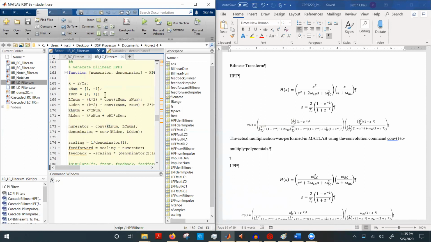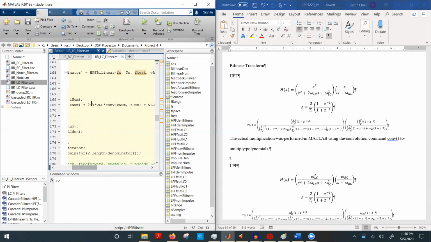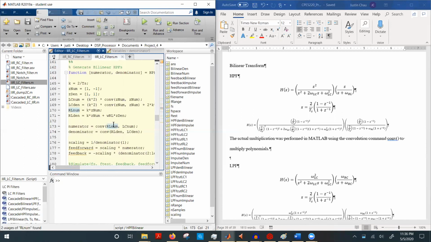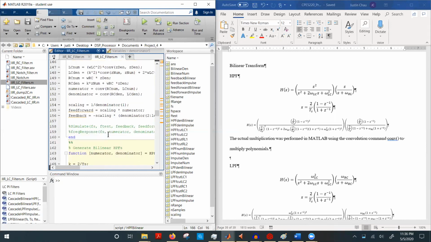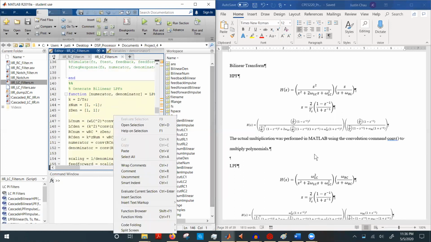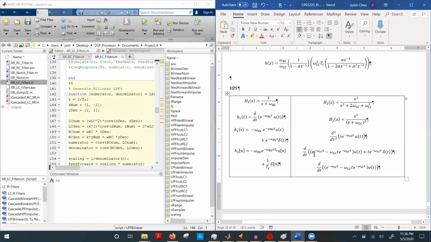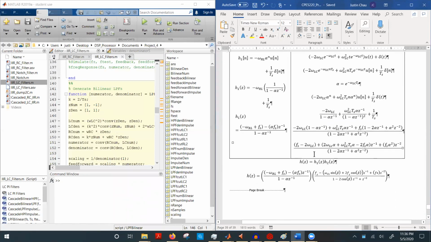And then I see the same thing for the numerator, or for the LC. I skipped the LC. I did the RC, but I forgot to do the LC. So this is the k squared with the numerator convolved with the numerator. This is k omega LC with the numerator convolved with the denominator, plus 2 times the denominator squared. So that's how I can quickly generate those without a bunch of math and algebra, by letting MATLAB take care of that for me, using convolution for polynomial multiplication. So that's the bilinear transformations.